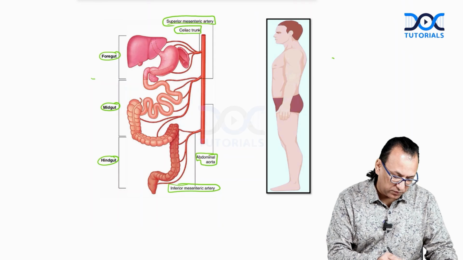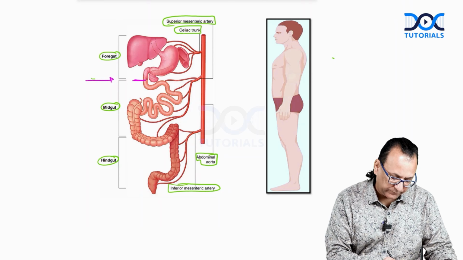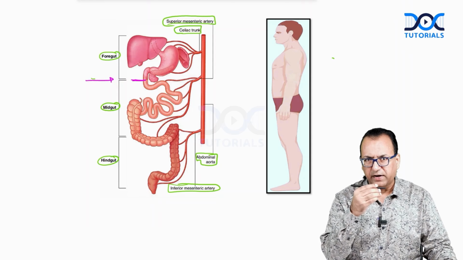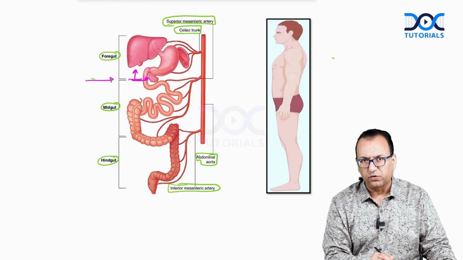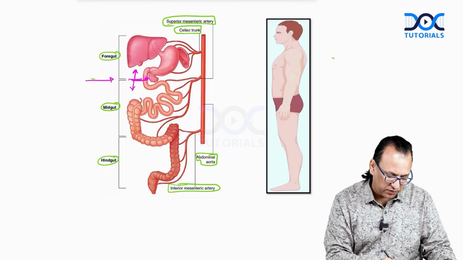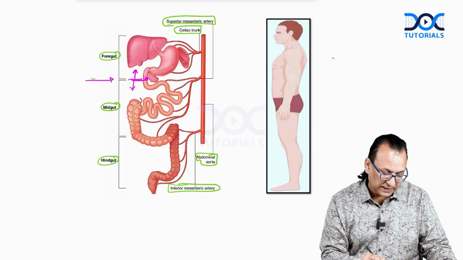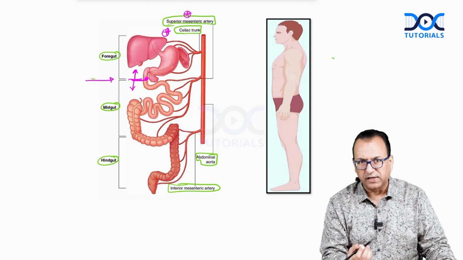If you are looking for the boundary line between foregut and midgut, you can see it is at the second part of the duodenum, where there is the opening of the hepatopancreatic duct. Before that, the proximal half of the duodenum belongs to the foregut and the distal half of the duodenum belongs to the midgut. So that is the foregut-midgut junction, and that will be a junction of the territory of celiac artery branches and superior mesenteric artery branches. There will be some anastomosis.